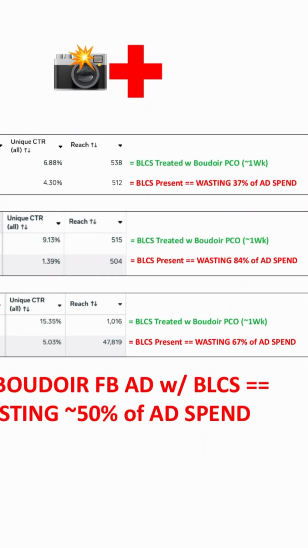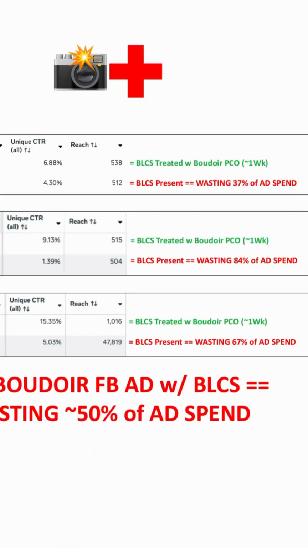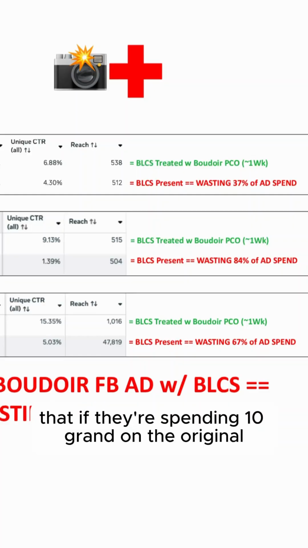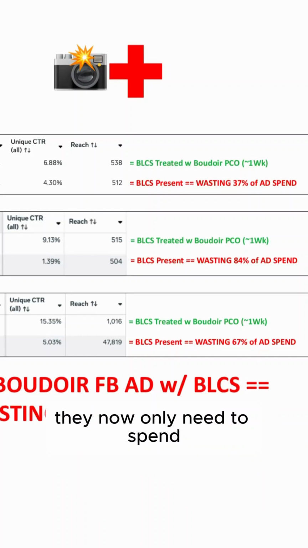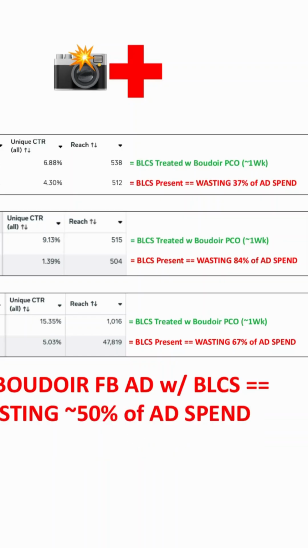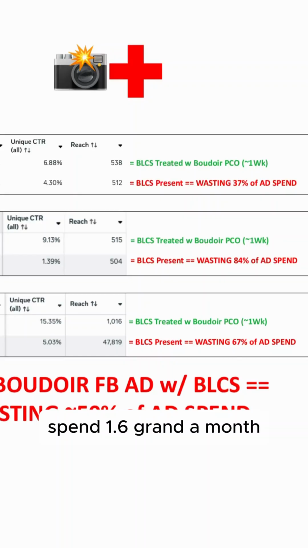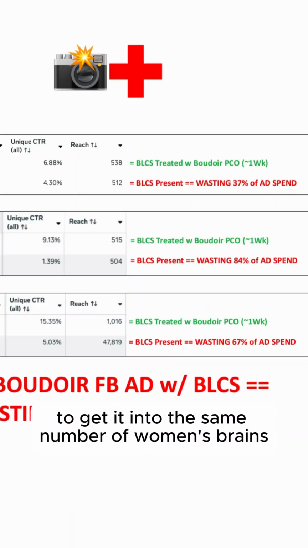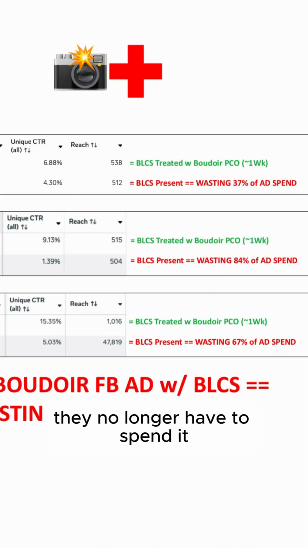And once that happened, we learned that if they're spending 10 grand per month on the original, they now only need to spend 1.6 grand a month. Instead of 10 grand a month, we only spend 1.6 grand a month on the new boudoir pico treated ad to get it into the same number of women's brains. So that difference, $8,400 a month, they now no longer have to spend. They can keep it in their pocket.